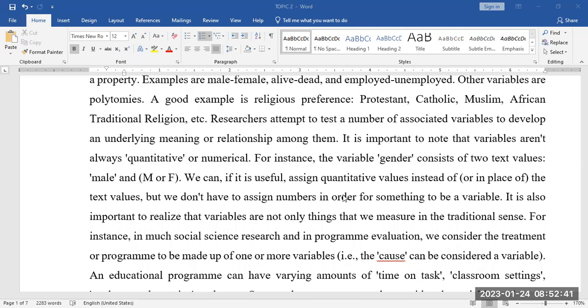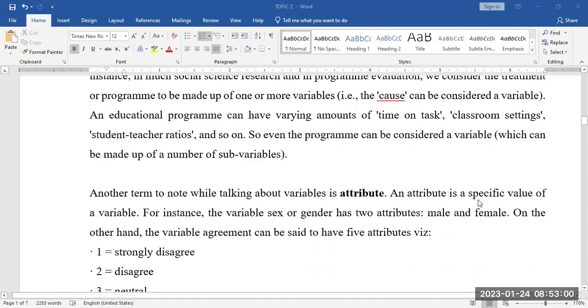We can, if it is useful, assign quantities values in place of the text values, but we don't have to assign numbers in order for something to be a variable. You don't have to assign something a number for it to be a variable.